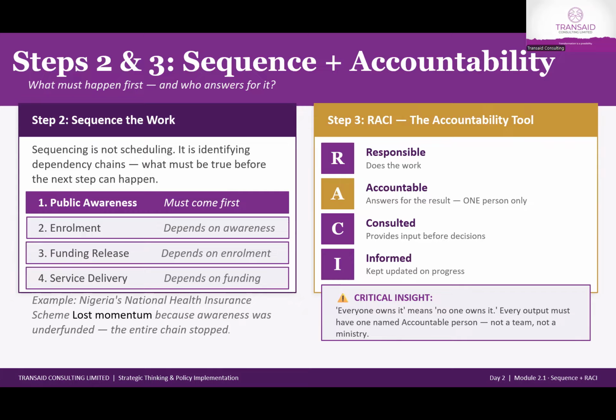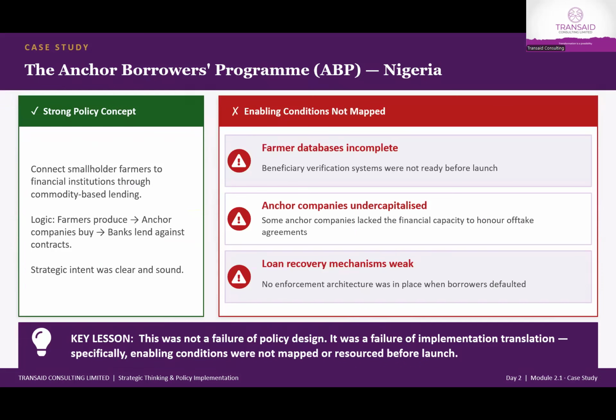So a critical insight from this: everyone owns it means no one owns it. Every output must have one named accountable person, not a team, not a ministry, not an organization.